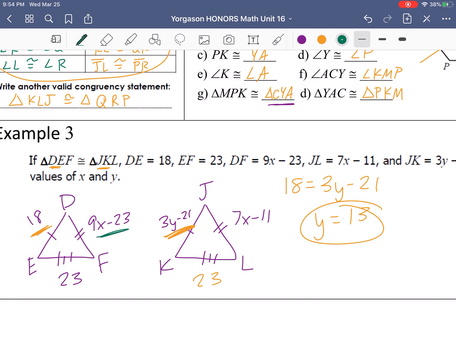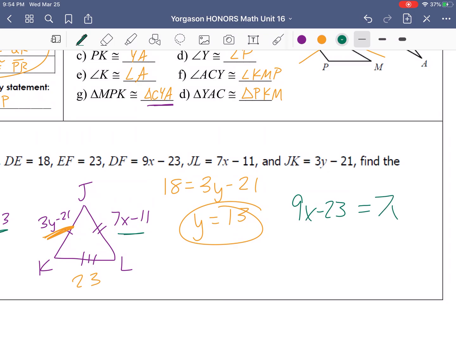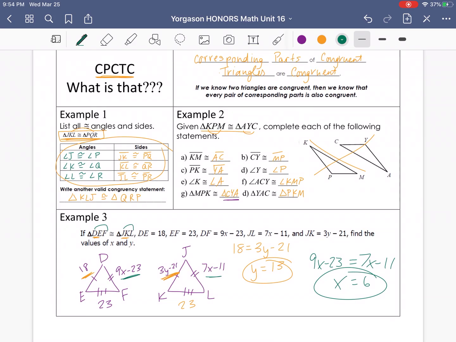And then these two, DF and JL, they're congruent to each other, so we can do 9x minus 23 equals 7x minus 11, and we can solve for x, which ends up being 6. So not too bad.